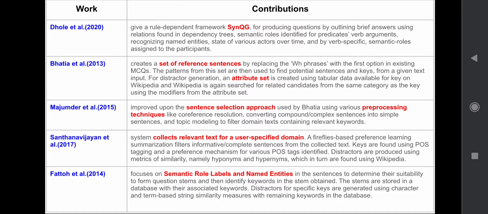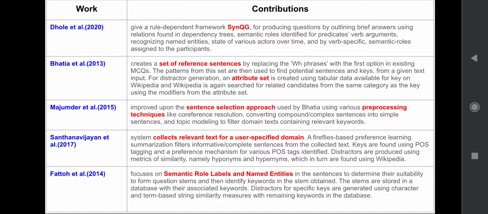For distractor generation, an attribute set is created using tabular data available for the key on Wikipedia, and Wikipedia is again searched for related candidates from the same category as the key using the modifiers from the attribute set. Then Majumdar in 2015 improved upon the sentence selection approach used by Bhatia and others using various pre-processing techniques like co-reference resolution, converting compound complex sentences into simple sentences, and topic modeling to filter domain text containing relevant keywords.